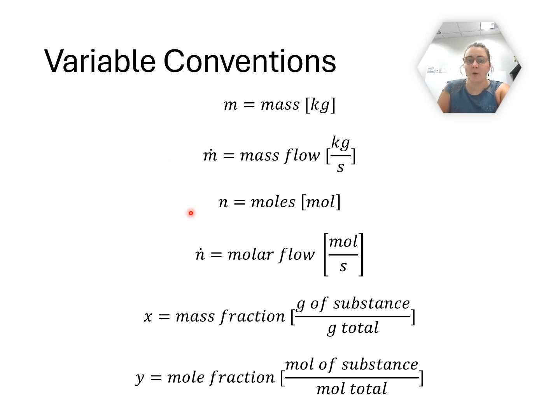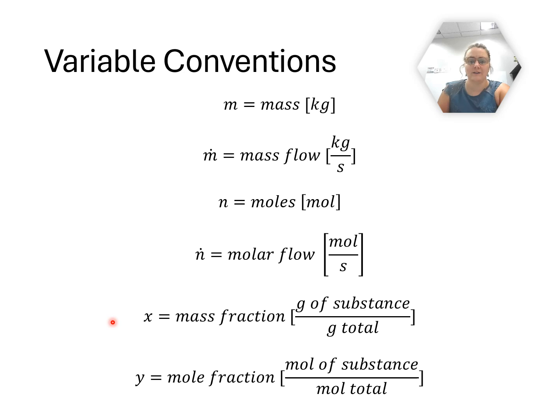Whenever we see moles, we are going to use N as our variable, and that has units of moles. Whenever we see molar flow rate, we are going to see N with a dot over the top, which is moles per second. Then there are two more that we're going to talk about on the next slide.